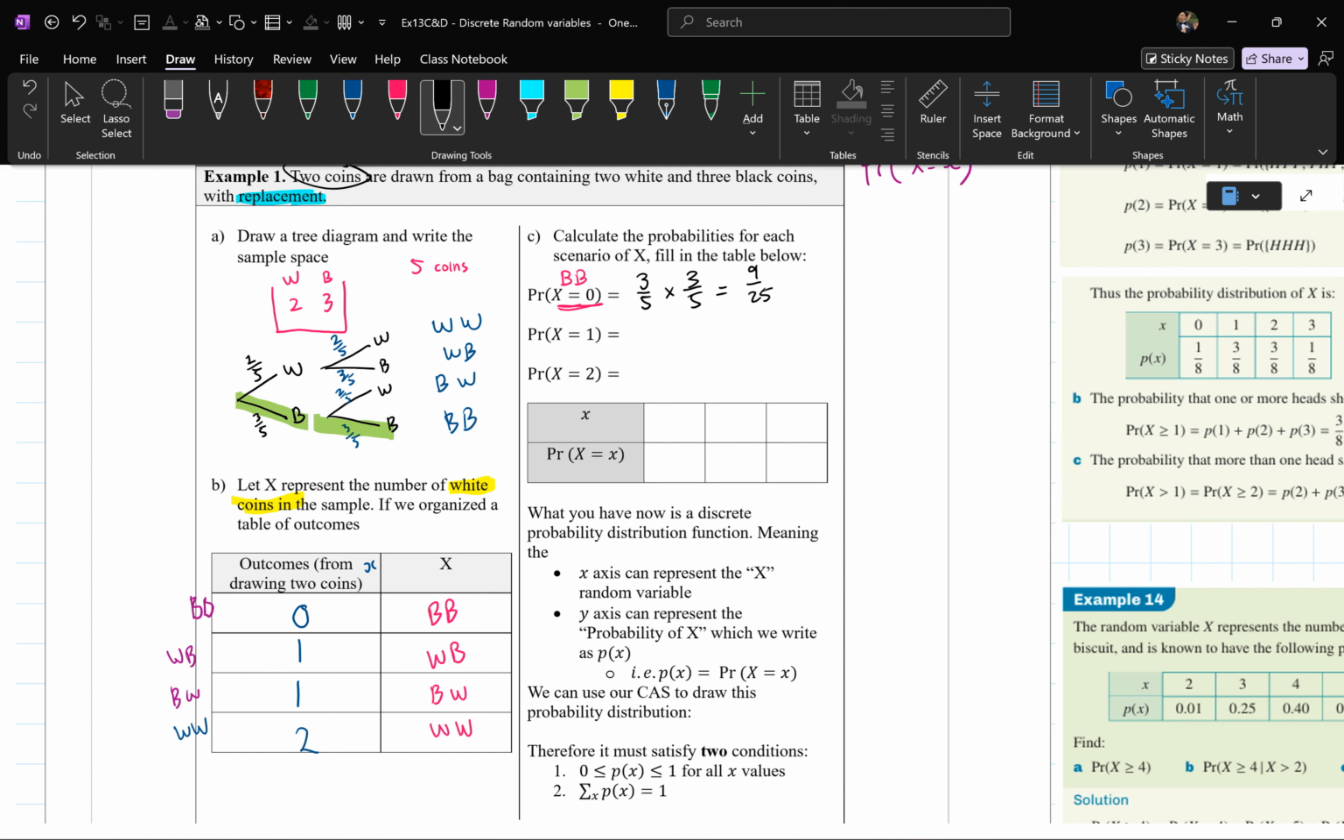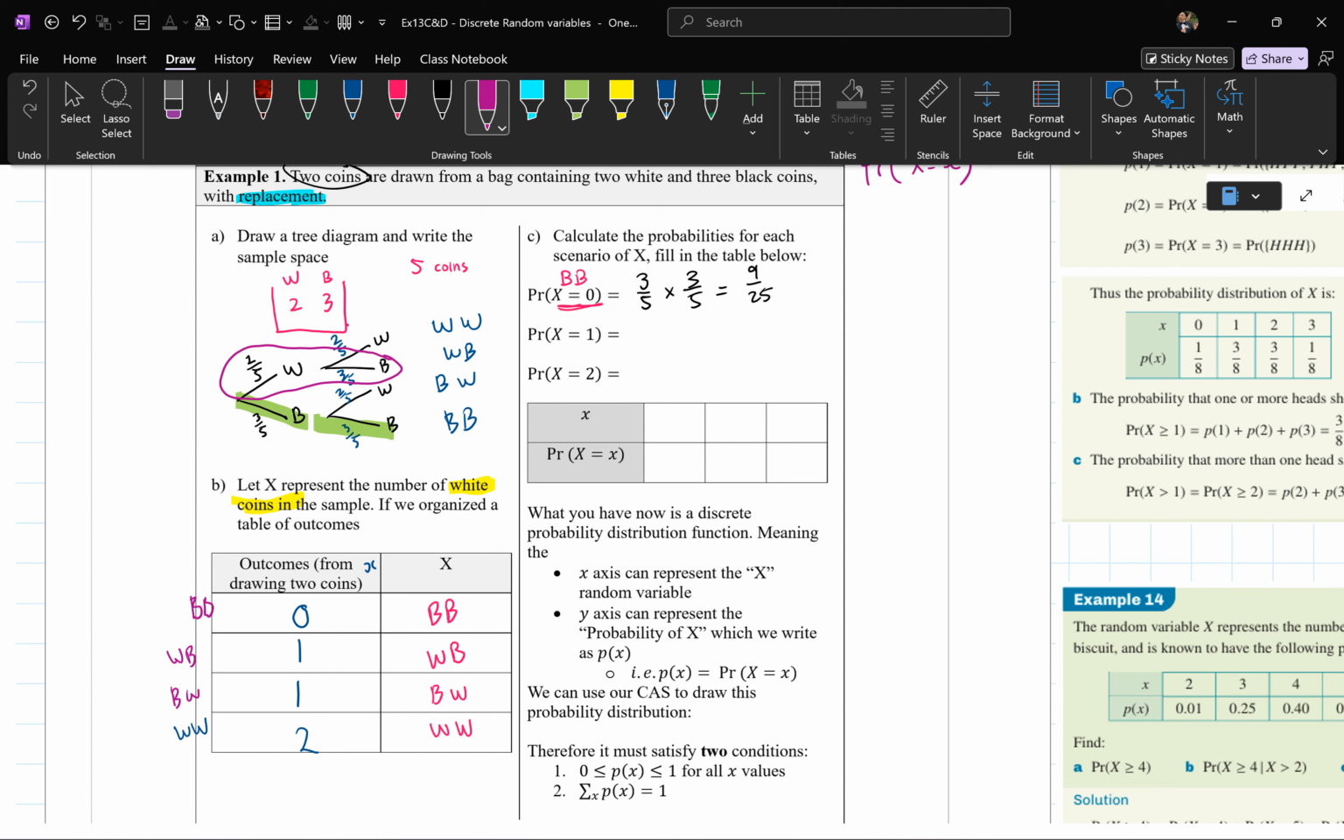What about 1? How do you calculate for 1? We're already on this side. Let's go this side. Tara, how would you work out the probability of getting 1 white coin? Very good. Tara realized that there is, over here, this is the 1 white coin scenario.